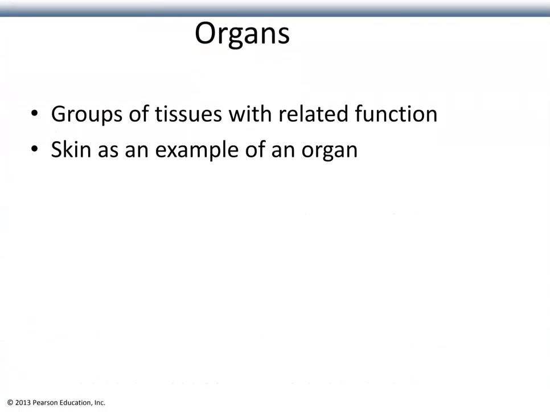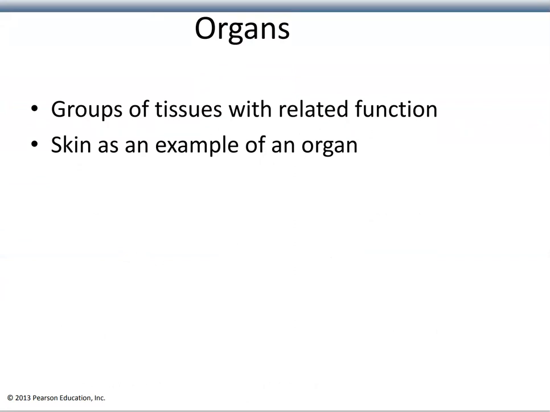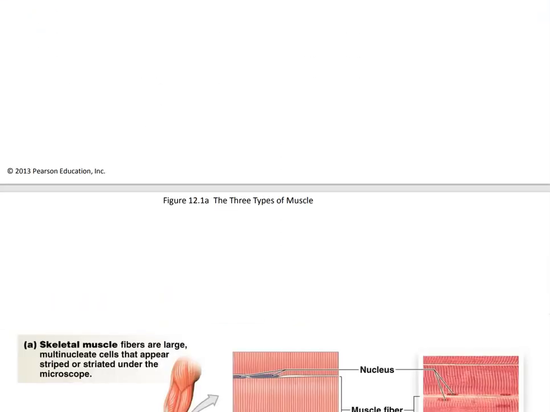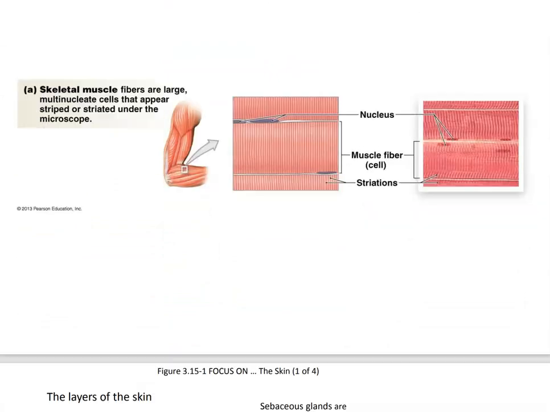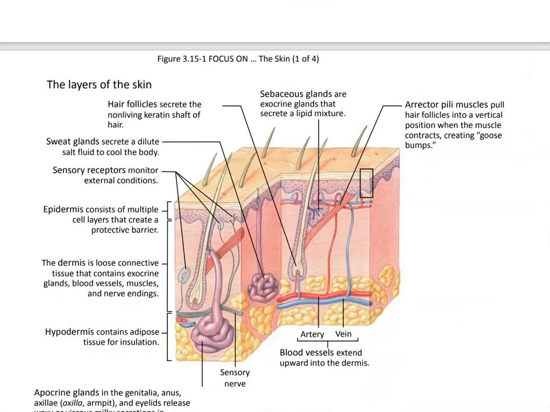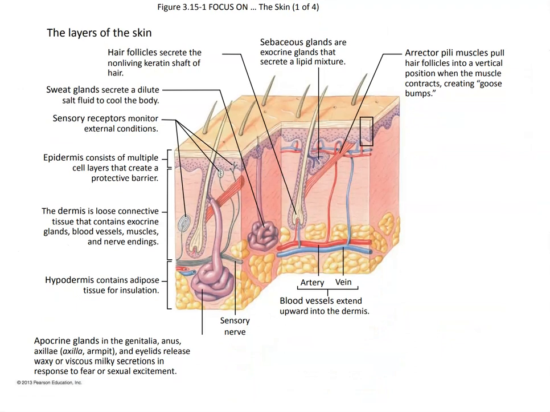And now finally organs. Organs are composed of a variety of tissues. So it's a group of tissues with related function. That's sort of the definition of an organ. And we can take a look at the skin as an example of an organ. What is this muscle slide doing in here? Sorry, that wasn't meant to be here. Let's take a look at skin as an organ.